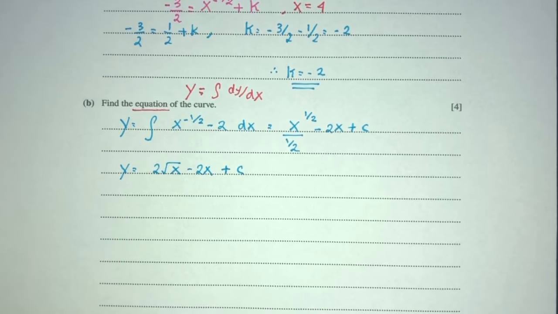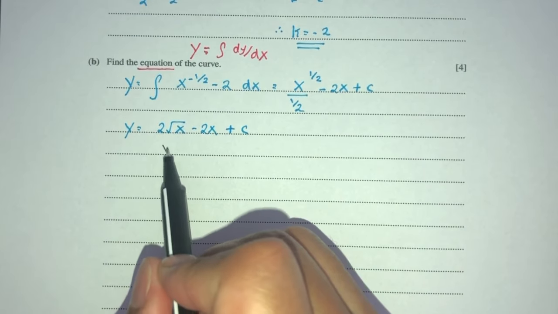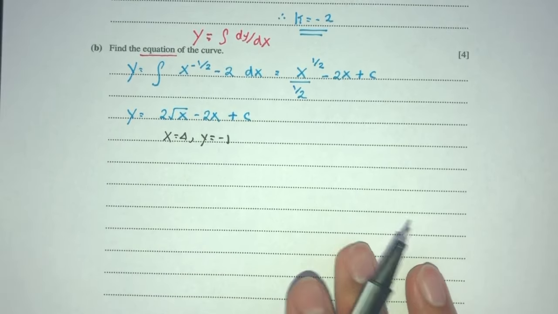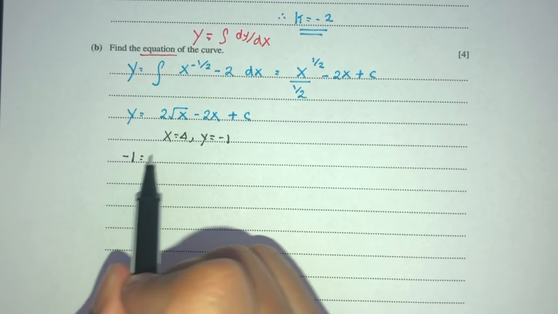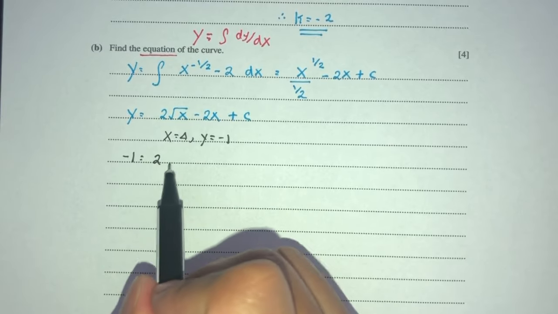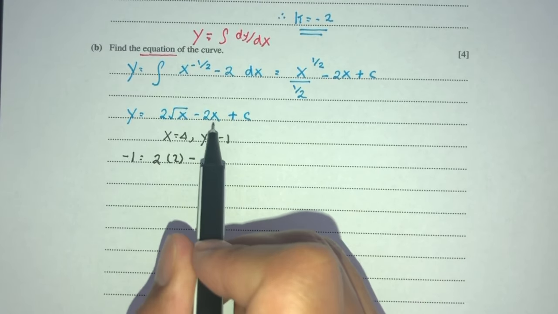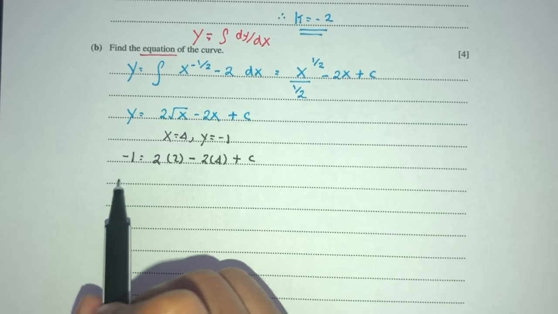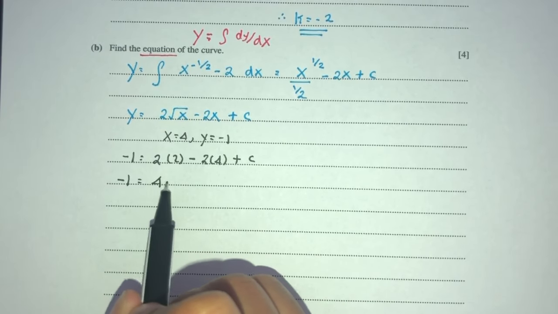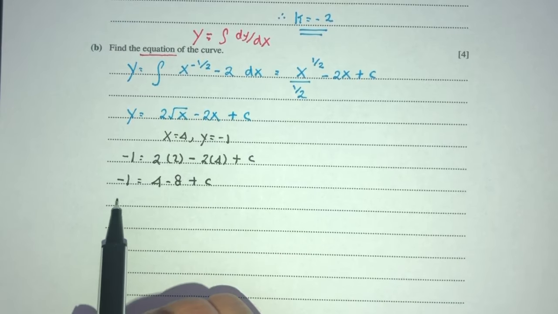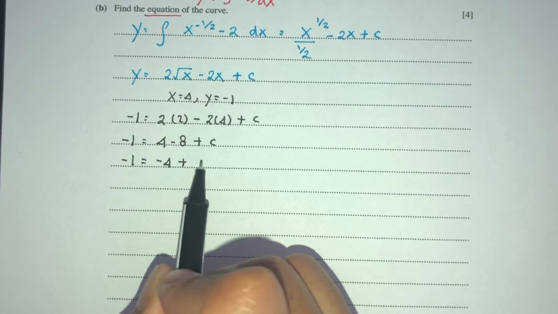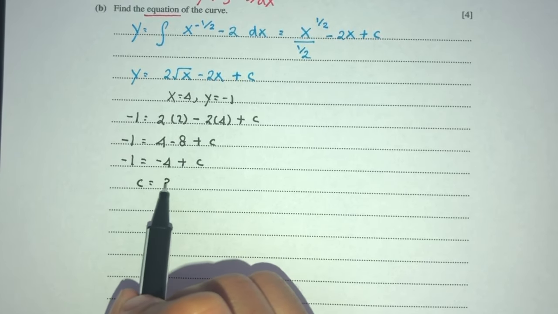How? By using the passing point given to you, x equal to 4 and y equal to minus 1. Now minus 1 equals 2 root of 4, root of 4 is 2, minus 2 times 4 plus c. Minus 1 equals 4 minus 8 plus c, so minus 1 equals minus 4 plus c. Therefore, c is the value of 3.